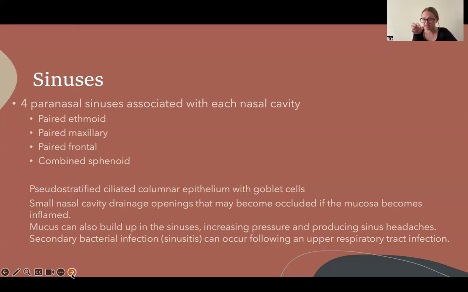Normally these have small drainage cavities to drain all of the mucus. If you have an upper respiratory infection, though, they can become occluded with mucus. Then mucus builds up in those sinuses, eventually causing increased pressure, tenderness, or even headaches. That's not good, and it can even lead to a secondary bacterial sinusitis, which causes even more problems down the road, like pneumonia. They have pseudostratified ciliated columnar epithelium with goblet cells. Goblet cells are responsible for the mucus, and the ciliated columnar epithelium is just the regular respiratory epithelium.